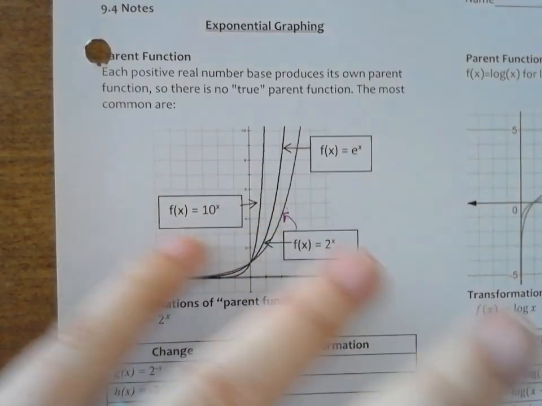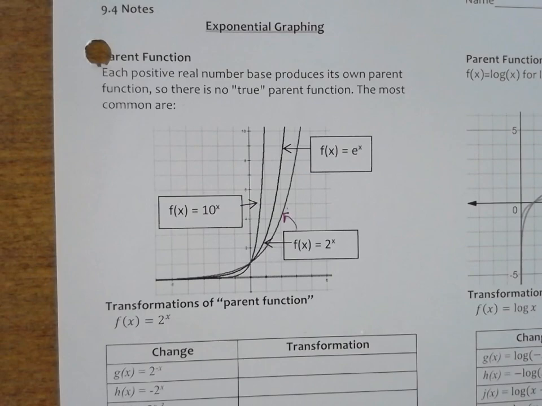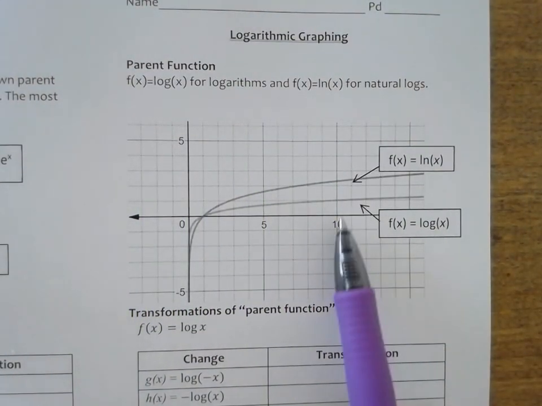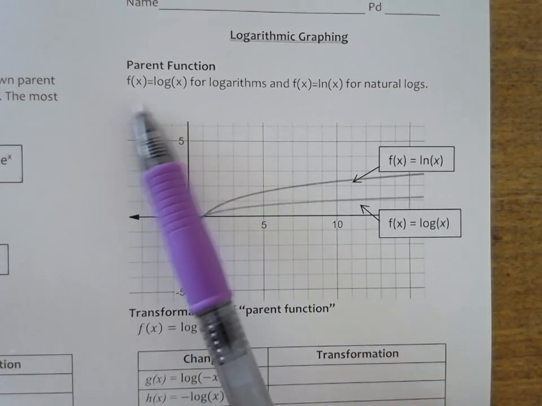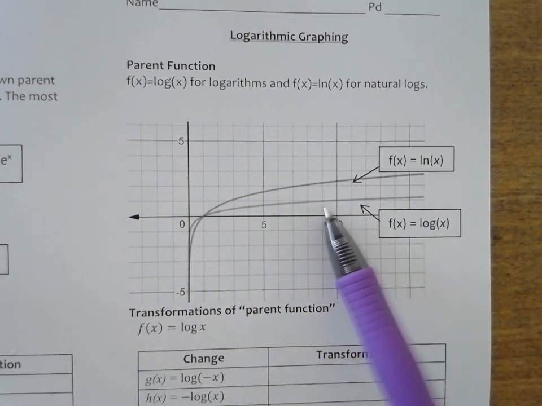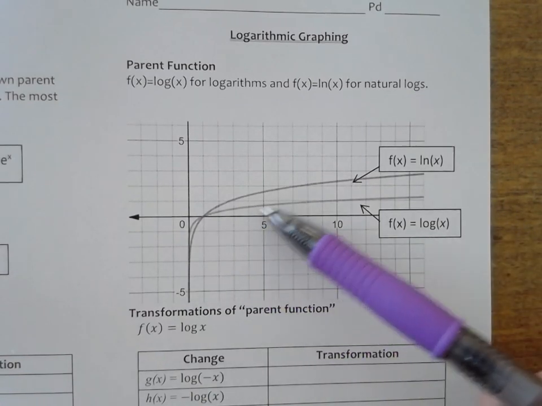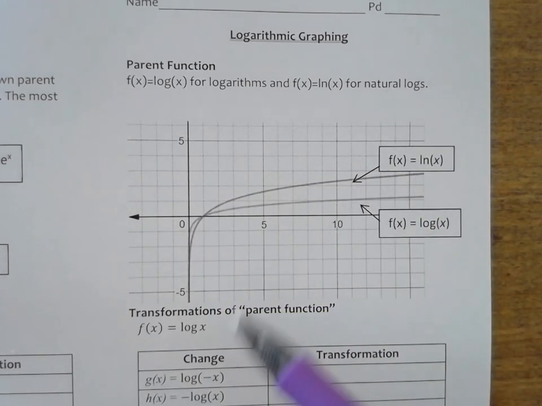So these are all exponential functions. We refer to those as our banana graphs. Okay. Over here, we have our logarithm graphs, and similarly, there's not really a parent function because it depends on the base. Most often, you're going to be talking about your log base 10 graph. And notice that this would be log base 10, and it's growing the slowest, whereas log base e, or natural log, is growing faster. Okay?